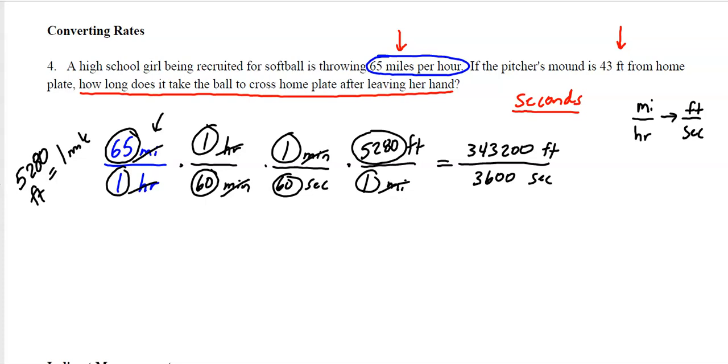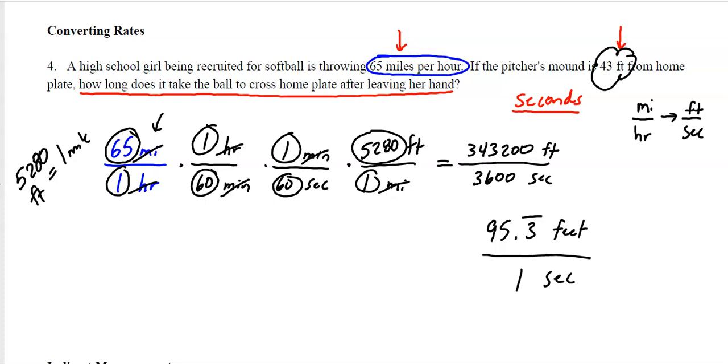All right, well, let's divide that out. 343,200 divided by 3,600 is 95.3 repeating feet per second. So we've converted miles per hour into feet per second. But we're still not done. Although now we have something pretty good. We still got to use this 43.